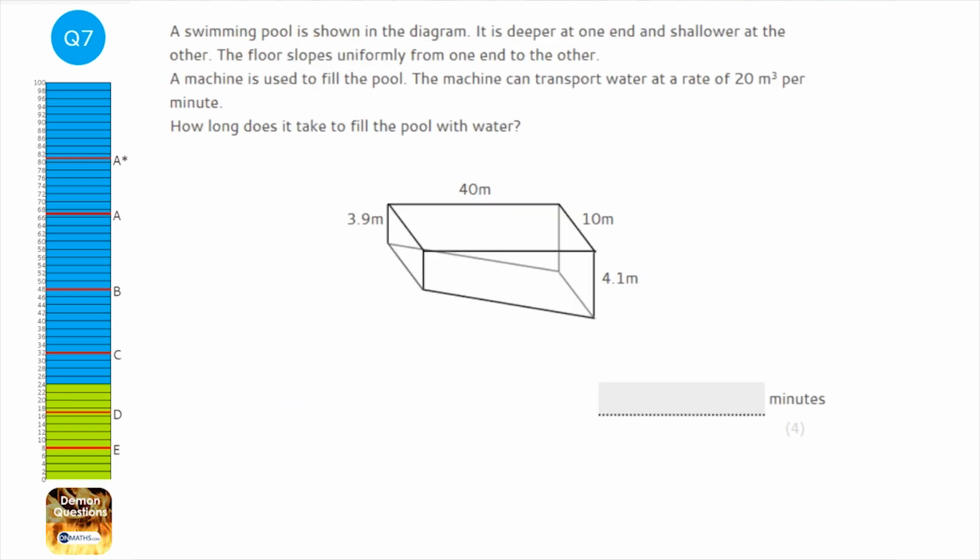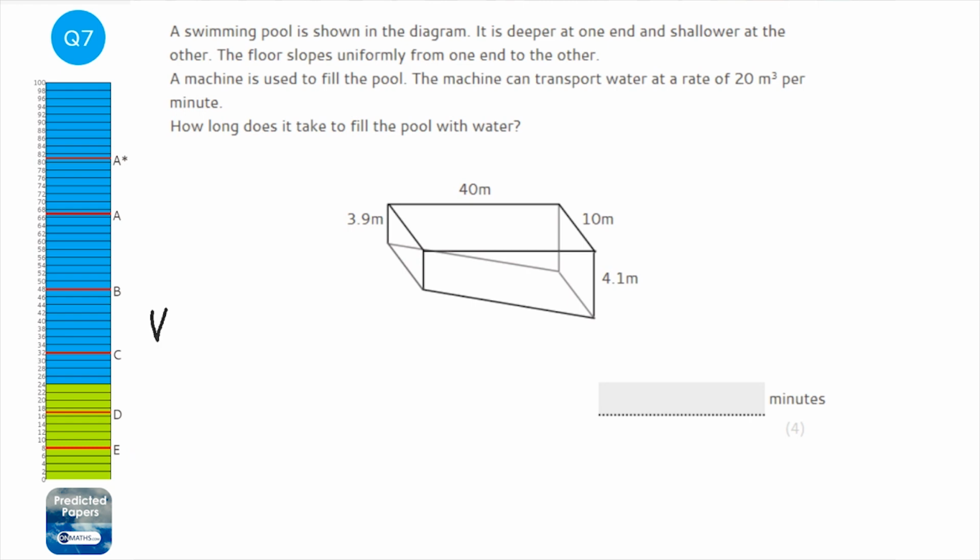Okay, so the first thing to realise with this question is we need to find out the volume of the swimming pool. And to do that we need to understand what shape it is. Now it is a prism with quite a weird trapezium end. So it's a trapezium based prism. So we need to work out the area of the trapezium and times it by the length.